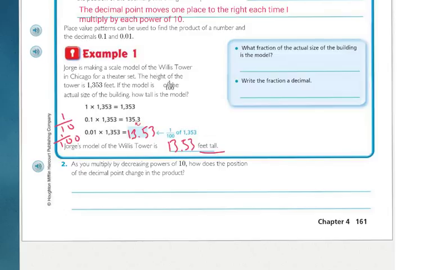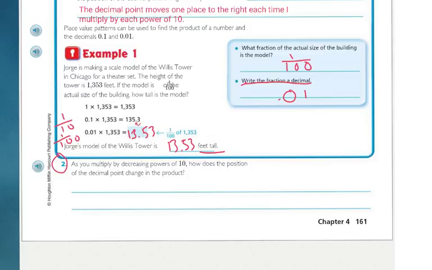So let's read number 2. It says, as you multiply by decreasing powers of 10, how does the position of the decimal point change in the product? Well, first let me back up. Over here, I needed to answer these questions, and I'm sorry about that. I did it over here, but let's put it on here. What fraction of the actual size of the building is the model? So it's 1/100ths, right? So let's put 1/100ths. And then write a decimal for the model. So it's going to be 0.01, because that also says 100ths, correct?